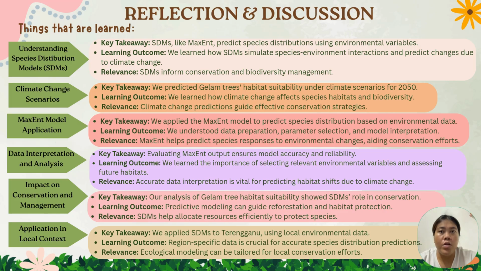And the last one is application in local context. By focusing on Terengganu, we learn that using local environmental data is better for accurate species distribution prediction. This emphasizes the importance of region-specific data in real-world conservation strategies. In conclusion, SDMs play a crucial role in predicting species distribution and informing conservation strategies. They help us make data-driven decisions to protect species in the face of climate change.